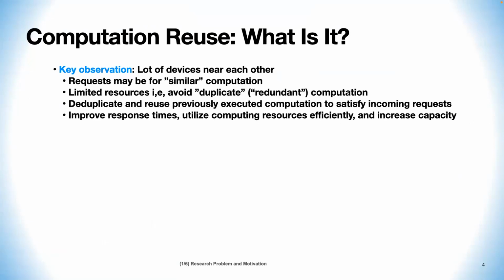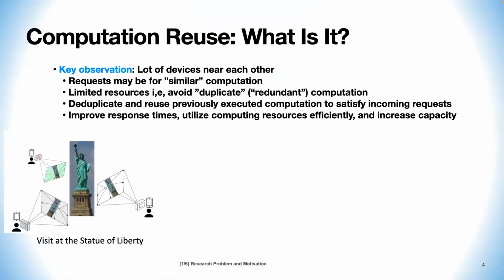Now let's see some use cases. Every year, millions of people visit the Statue of Liberty and take pictures of the same site from different angles or different distances. They upload these pictures as the input of the task for a service at the edge, which then identifies this site and returns information or content related to it. These pictures are similar, so the output result will be the same.